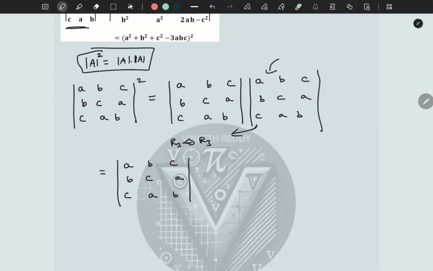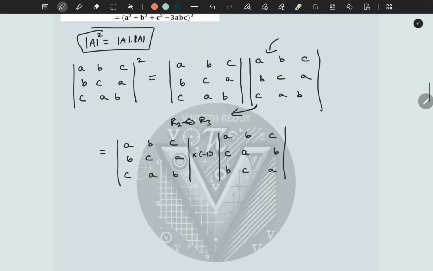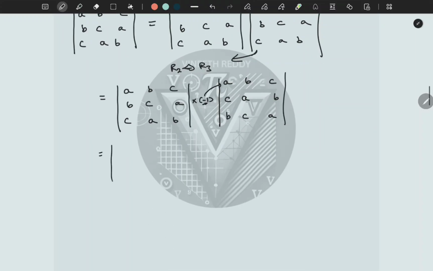Now if I do that, I'll be getting a minus sign here, right? See, this is into minus 1. This is into minus 1. Because I'm interchanging two rows, the sign of the determinant changes, right? Now, can this minus 1 be taken to the first row? Answer is yes. So we get A, B, C, B, C, A, C, A, B.